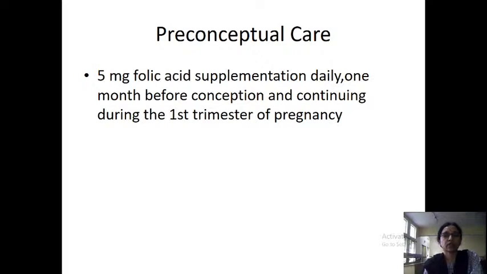And then it is always safe for us to give them 5 milligrams of folic acid supplementation daily, and ideally this has to be started 1 month before conception and continued at least throughout the first trimester of pregnancy, because these women are at increased risk of having neural tube defects and other congenital abnormalities. So as to prevent these anomalies, it is always advisable to give them a high dose of folic acid supplementation. It is 5 milligrams, started at least a month before conceiving and continued during the first trimester of pregnancy.